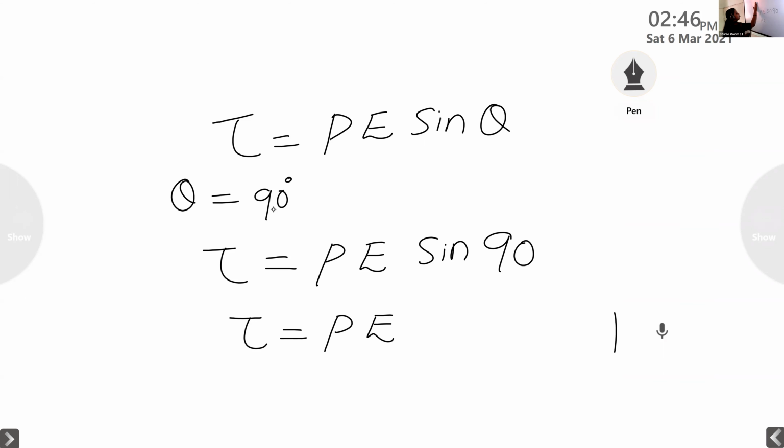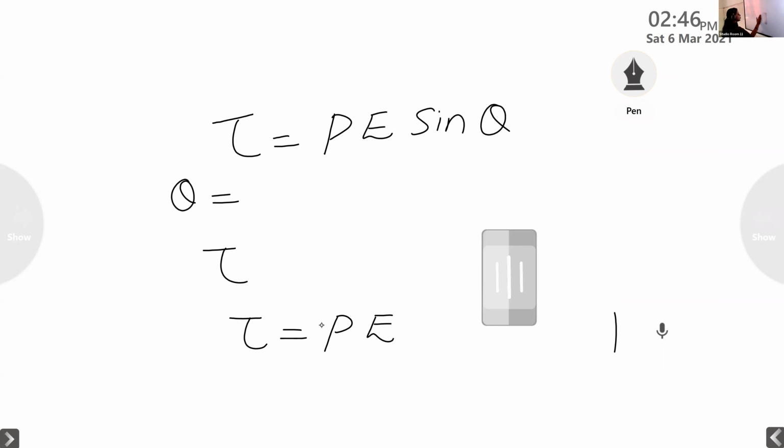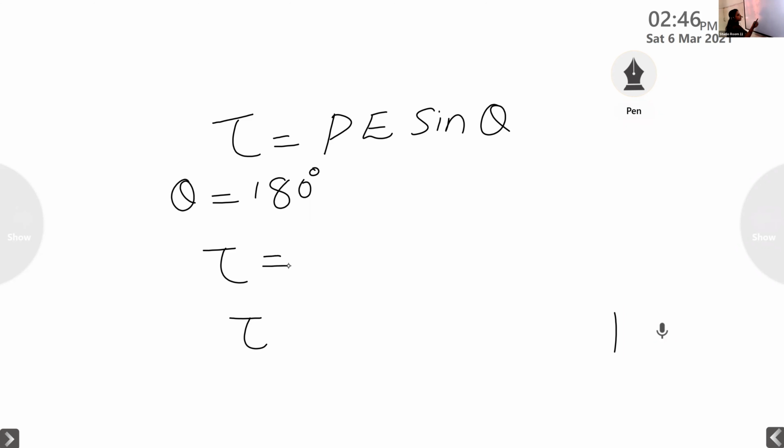That is for 180 degrees. For 180 degrees, what is the value of theta? Theta is equal to 180 degrees. Tau is equal to PE sin 180. What is the value of sin 180 degrees?